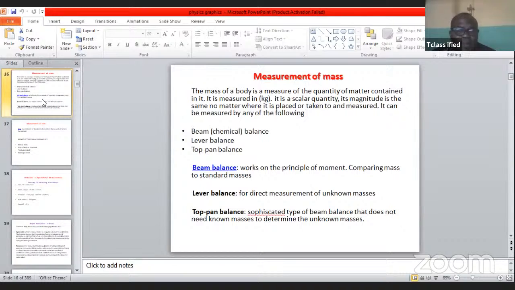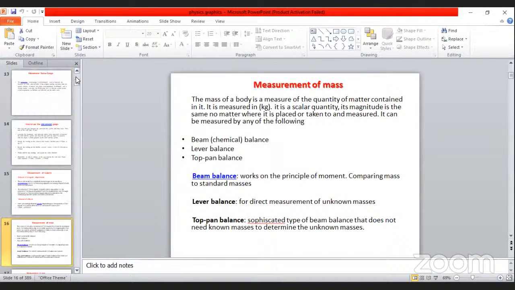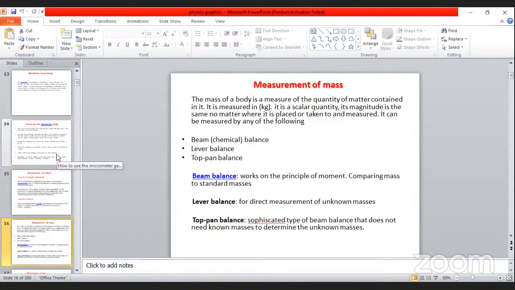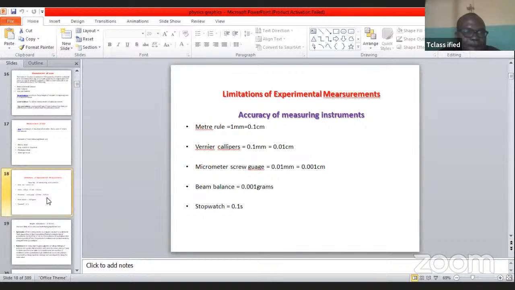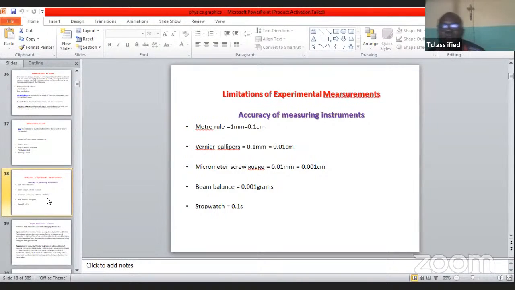Are you clear on this? Yes, sir. Good. So I'm going to be asking you a few questions so that we can run down what we've done so far. Mention the three fundamental quantities that you know.